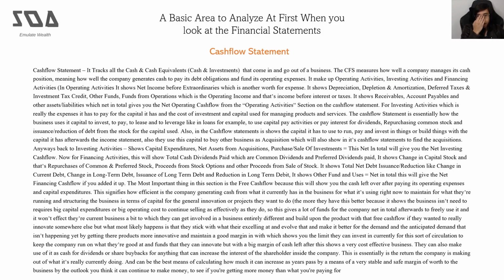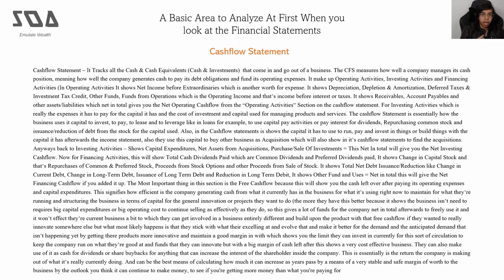All right, so now for the cash flow statement. A cash flow statement tracks all the cash and cash equivalents, which are cash and investments that come in and out of the business. The cash flow statement measures how well a company manages its cash position, meaning how well the company generates cash to pay its debt obligations and fund its operating expenses. The cash flow statement is made up of operating activities, investing activities, and financing activities.